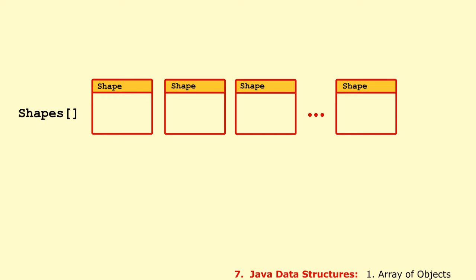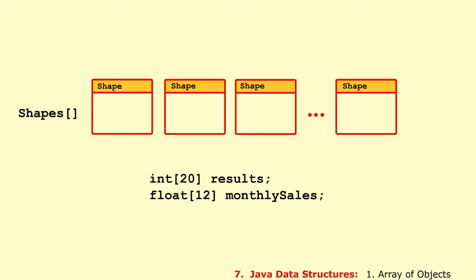We saw arrays earlier in Module 3. We used them to group primitive data types like ints and floats, as well as object references like strings.